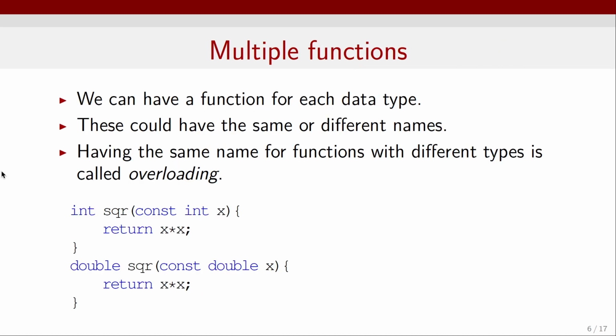We have talked before about function overloading. So we can have multiple functions, one function for each data type. These could have the same or different names. If they have the same name for function with a different type, so function with different argument, then that's called overloading. Here I'm overloading the square function. So here I'm telling the compiler that if the argument is an integer, then use this function. If the argument is a double, then use this function. And the output is an integer or a double, respectively.